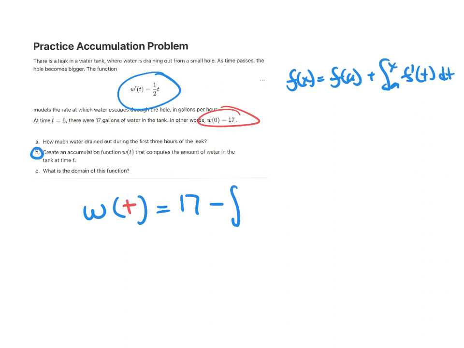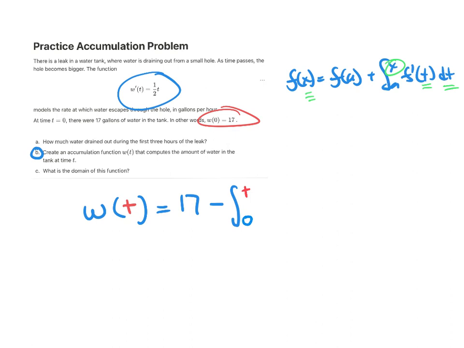And my limits of integration are going to go from 0, which is my initial time, up to this time t, which is the value that we're inputting into the function. Now, let's just double check our format here. When we have f of x, we had the letter x here, and then the rate function we wrote with a different variable. We need to keep an eye on that and do the same thing here.